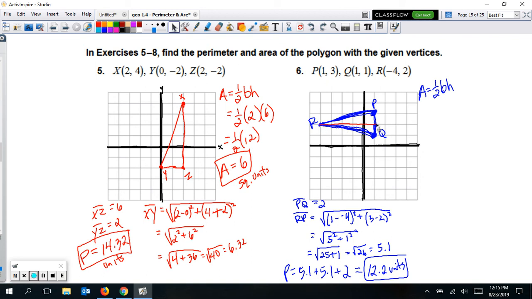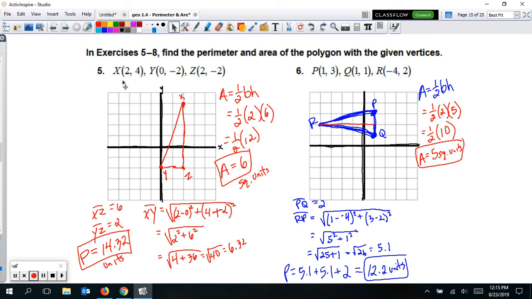We can just count for this line: 1, 2, 3, 4, 5. Our height's going to be 5 where the base is 2. As long as you use this as the base, you can use the height right here because that's going to be at a right angle. And so we plug those in. So 1/2 times 2 times 5. We can take half of 2, and that would just be 1 times 5, which is 5. Or you could say 10, and 10 times 1/2 is 5. So as long as you get to 5 square units for that triangle, you're good.